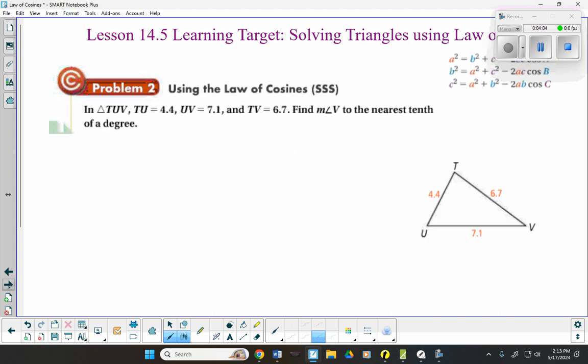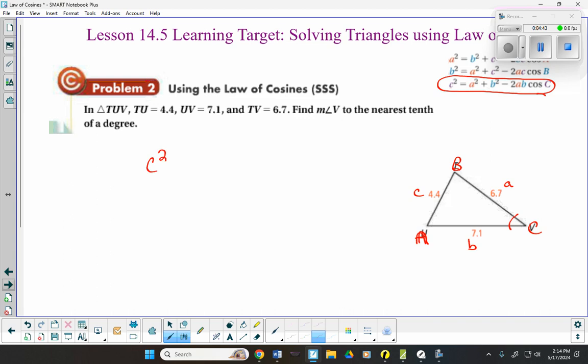All right, in this next situation, we are looking for the measure of angle V, and we are given 3 sides. So this one's a little bit different. First, I'm going to rename these. Instead of U, I'll put A, I'll put B up here, and C right here, just so we have some different letters. You can see how that works. Across from big C is little c, across from big B is little b, across from big A is little a. Because I am looking for angle C, I'm going to use the equation that has angle C.